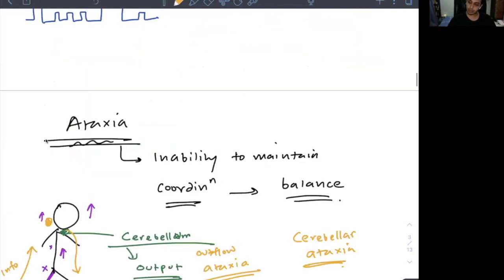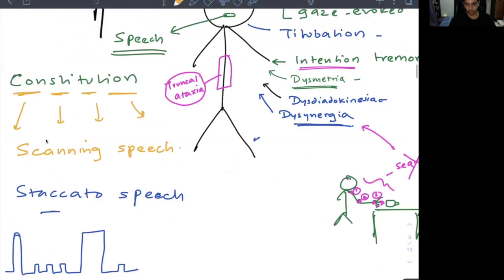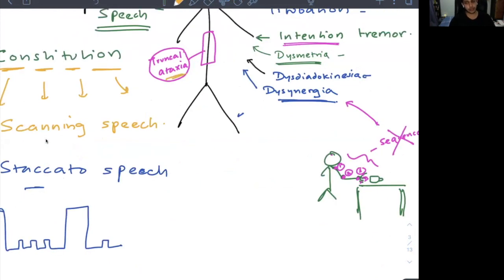Now, coming back to this, you can have truncal ataxia or you can have cerebellar ataxia. And finally, in your lower limbs, again, you can have ataxia, and you can also have in your limbs, you can have hypotonia.